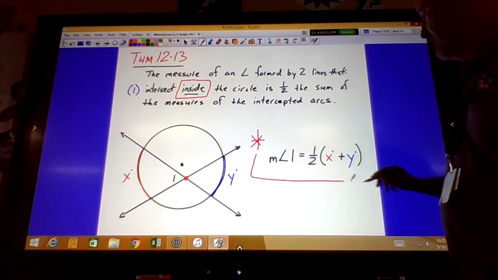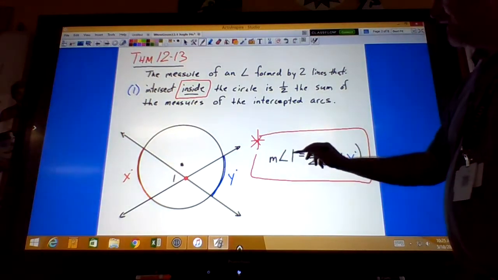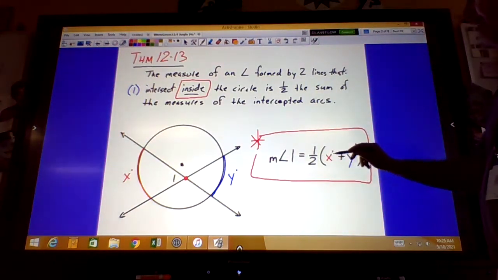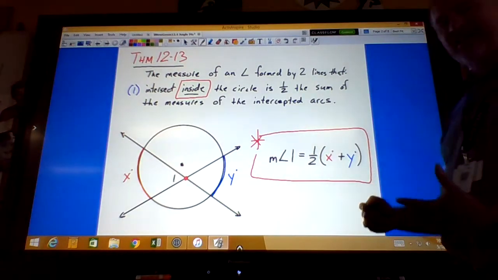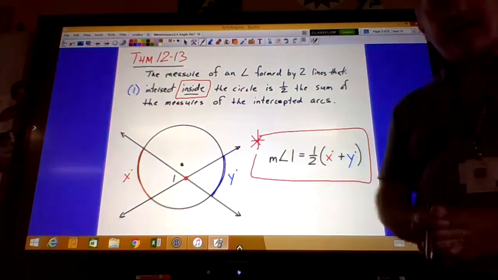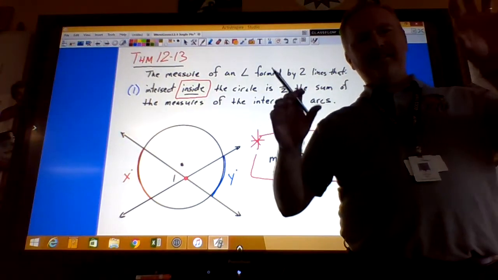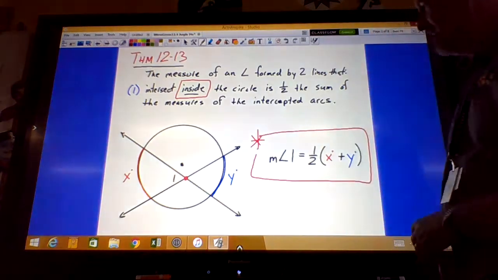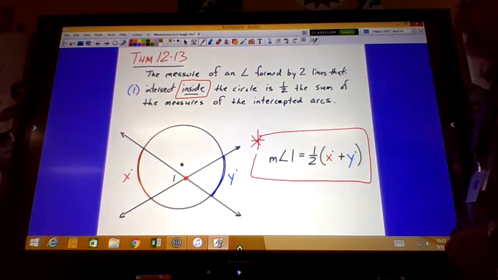And here's what the formula says right here. It says the measure of angle 1, that's this guy right here, is going to be half of the 2 arcs that it creates, arc X plus arc Y. It doesn't matter what order you add those arcs in. As you know, 7 plus 8 is literally the same thing as 8 plus 7. So the order doesn't matter when you're adding.